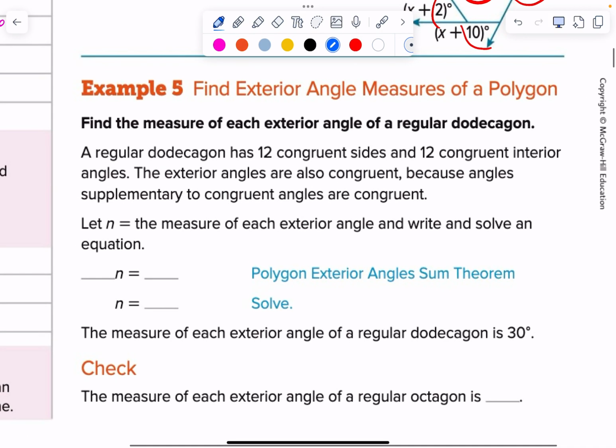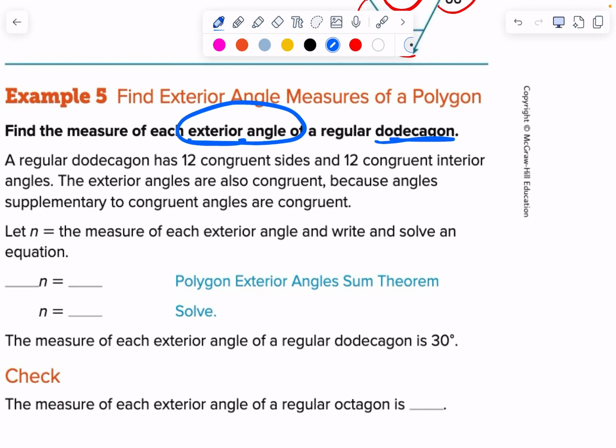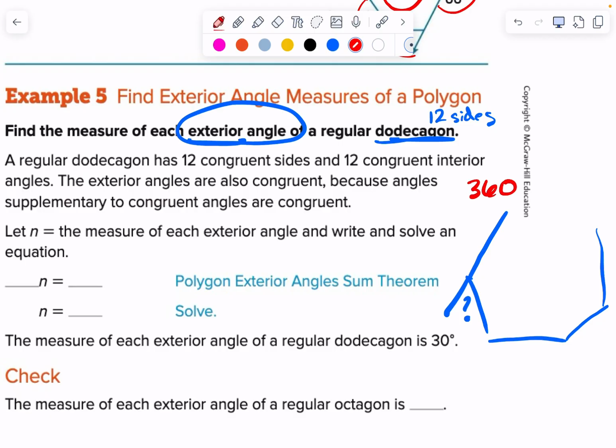All right, here we go. Find the measure of each exterior angle. Circle the word exterior, because you have to make sure you know which one is which. Exterior angles of a regular dodecagon. What's a dodecagon? 12 sides. So I have a figure with 12 sides, and they want to know an exterior angle. If it has 12 sides, what do all the exterior ones add up to be? 360. And it's regular, so you know all of them are the same. So I take 360 and divide by 12, and that is 30 degrees. Each one of those is 30 degrees.